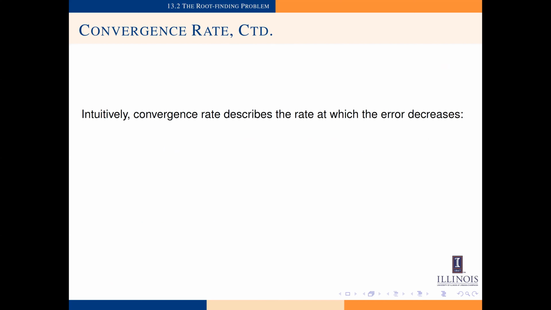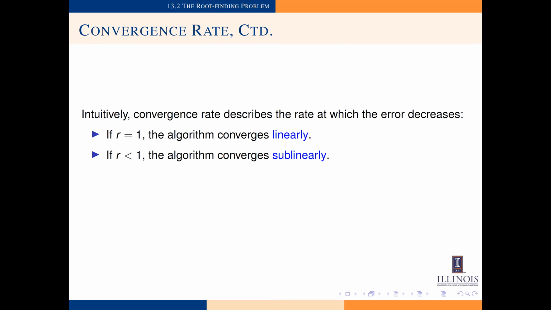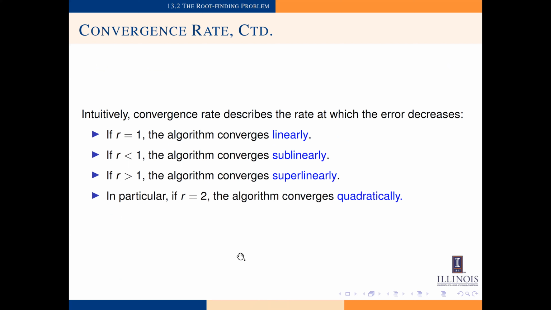Intuitively, convergence rate describes the rate at which error decreases. For example, if r is equal to 1, it is said that the algorithm converges linearly. If r is less than 1, it means that the algorithm converges sublinearly. If r is greater than 1, we say the algorithm converges superlinearly, and specifically, if r is equal to 2, we say the algorithm converges quadratically.